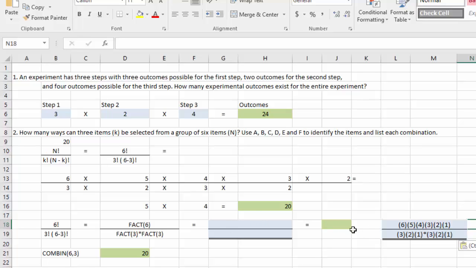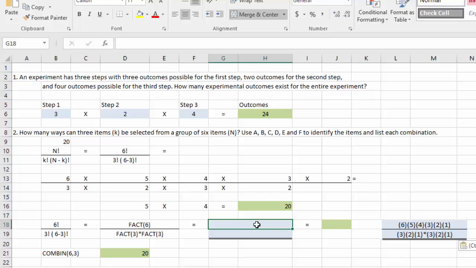So if I was to do 6 times 5 times 4 times 3 times 2 times 1, it equals 720. All these multiplied here would be 36. We divide 720 by 36, we get 20. There's actually an easier way of doing this.